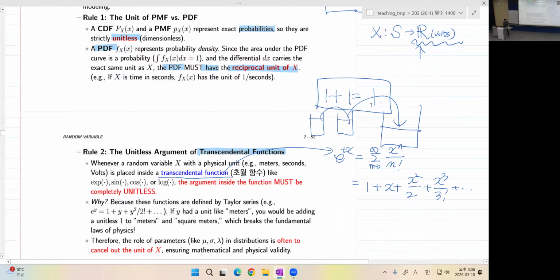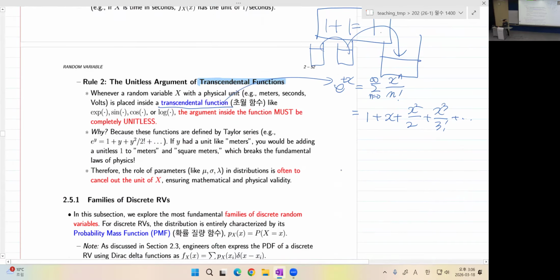What does this mean? Suppose you have e to the lambda t, where t is some constant and lambda is a variable. And this is some second. Then you must immediately sense that lambda has unit of per second or second inverse. Otherwise, this does not make sense.